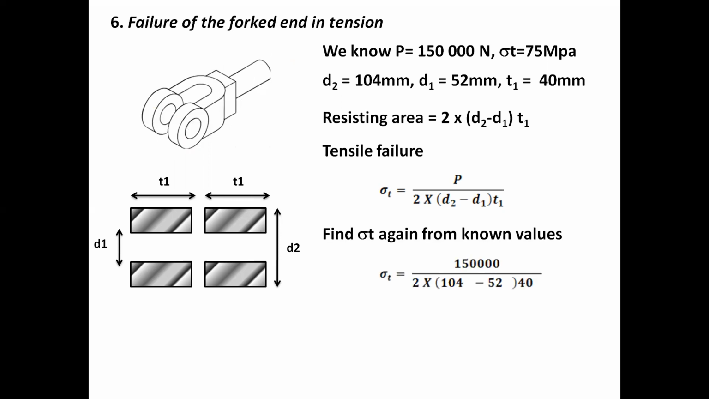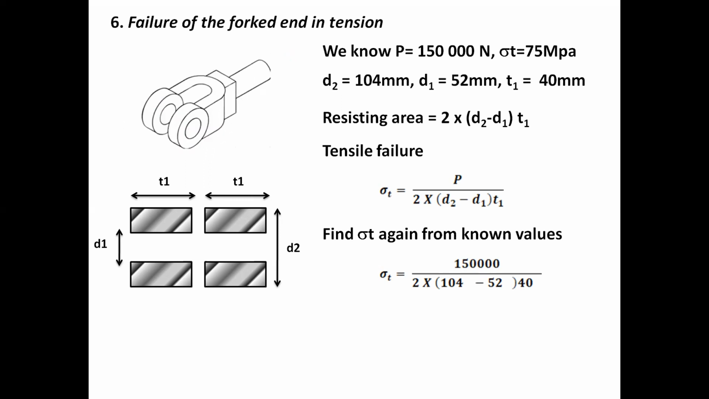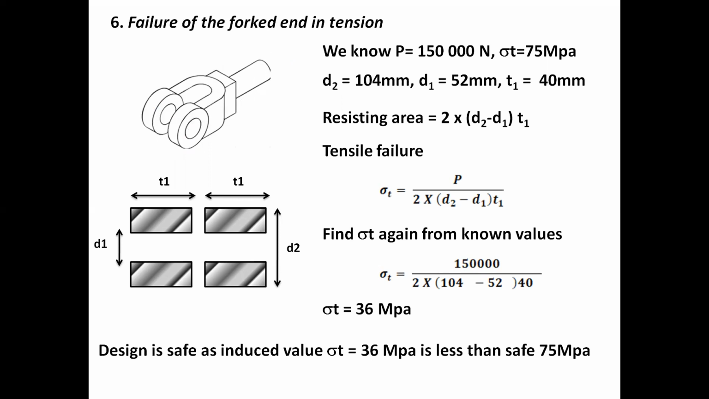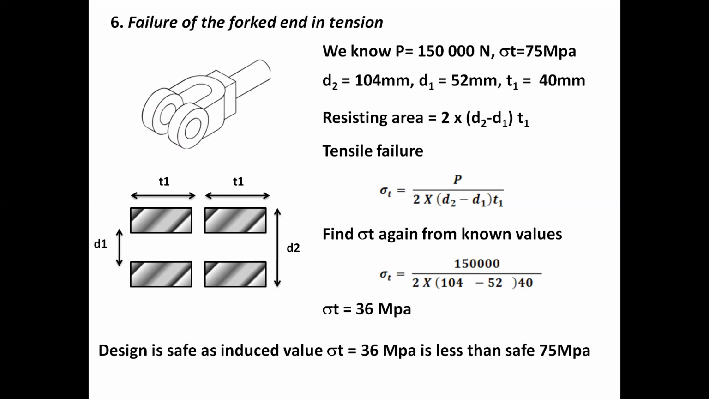So let us again find sigma T, the tensile stress, by the known values. It comes out 150 kilonewton divided by 2 into (104 minus 52) into 40, which comes out 36 megapascal. This 36 megapascal induced stress is less than the 75 megapascal, which is the safe value that can be sustained by the fork end. So whatever standard dimensions we find for this fork end are also safe. Our design is safe under tension.